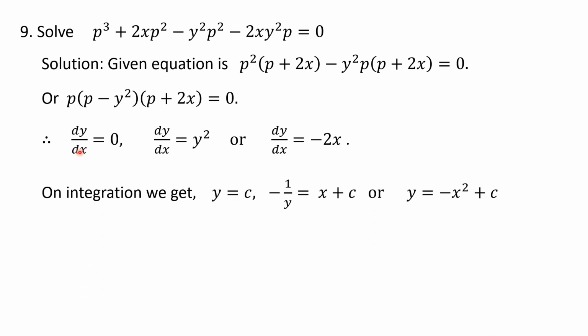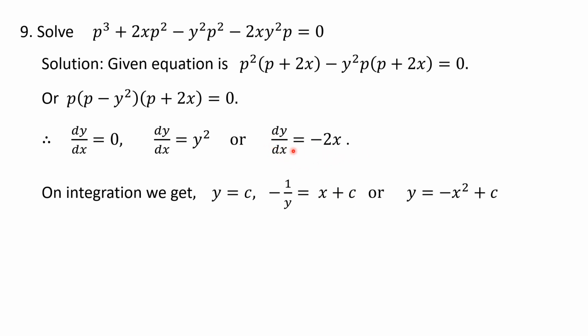So that gives y equal to c. From this I can write 1 over y square dy equal to dx, variable separable, integrate on both sides. The integral of 1 over y square dy is minus 1 over y, equal to the integral of dx, which is x plus c. Here we have dy equal to minus 2x dx.